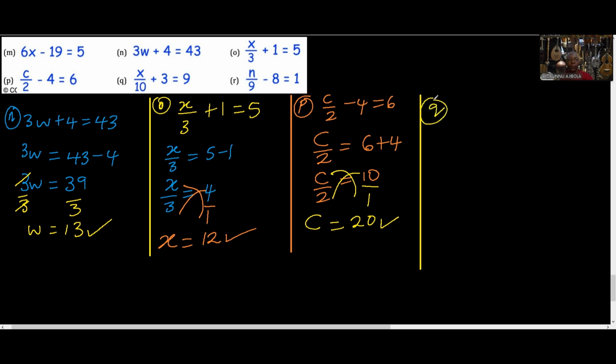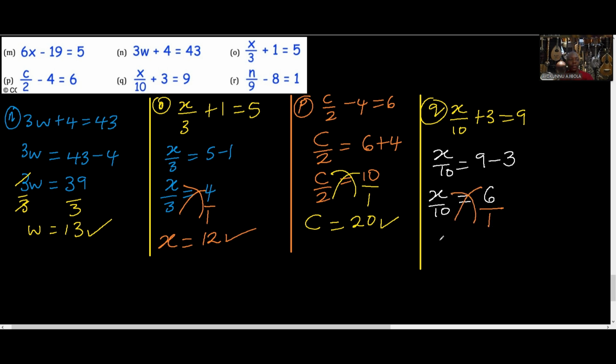Now this option Q, we have x over 10 plus 3 equal 9. What will happen next? 3 is going to go out, yes or no? So x over 10 will give me 9 minus 3 because it was plus 3. Then x over 10, what is 9 minus 3? That's 6. So what number will you divide by 10 to get 6? That number should be 60. So 1 times x is x and 10 times 6 is 60. Is that clear?